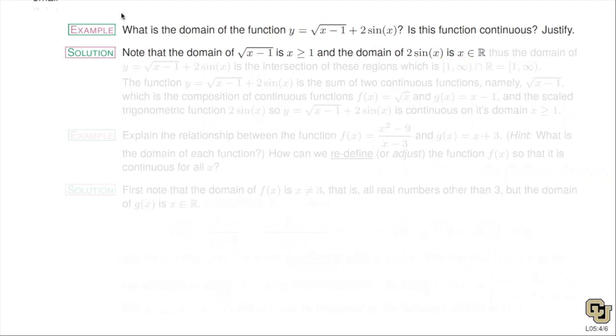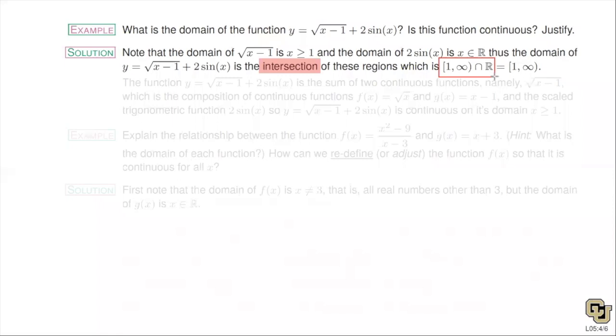And so now to find the domain of the sum, we look at the intersection. You remember this word intersection, it's the common region. So here we're intersecting this 1 to infinity with R. So the closed interval 1 to infinity, that's the domain of square root of x minus 1, and R is the domain of sine of x. And so the common region is the interval 1 to infinity inclusive of 1. So that's our domain.